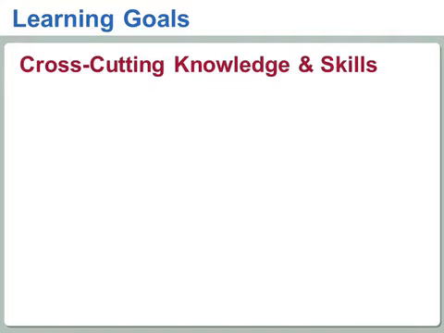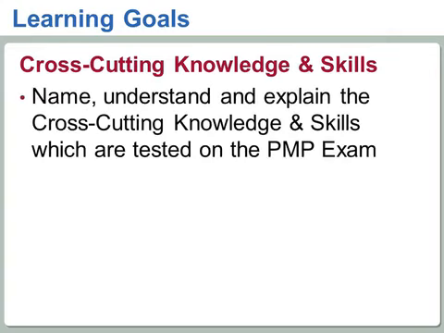PMI has defined 20 cross-cutting knowledge and skills in the PMP exam content outline. This means you may find questions about one or more of these on your PMP exam. And in this lesson here, we want to make sure that you can name, understand, and explain these cross-cutting knowledge and skills that are tested on the exam.